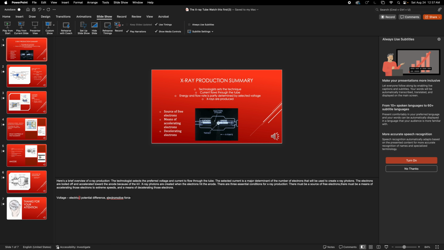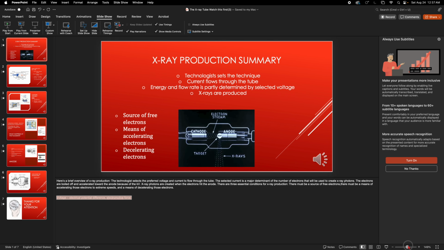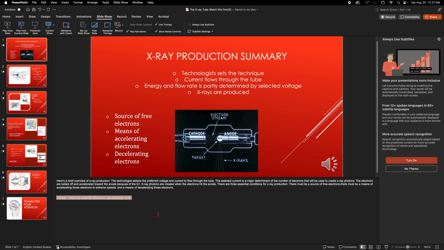So voltage just means electrical potential difference or electromotive force, and that's responsible for accelerating the electrons from the cathode to the anode. And the means of decelerating the electrons, well, that will be the anode. So when the electrons strike the anode, we get X-rays. X-rays are created at the anode, electrons are released from the cathode.